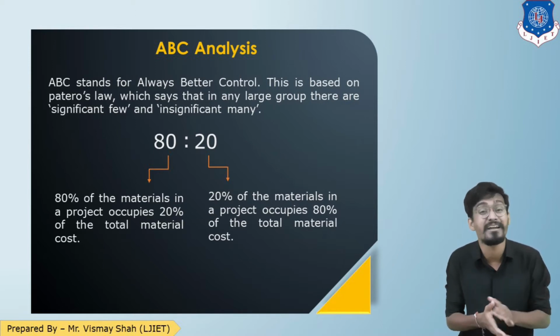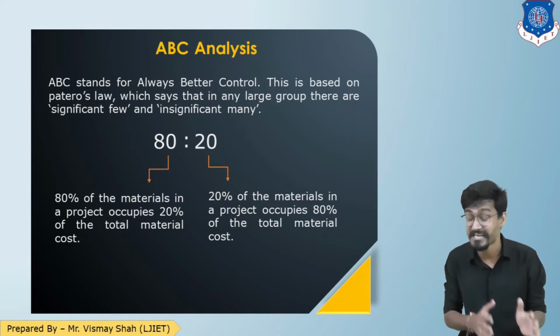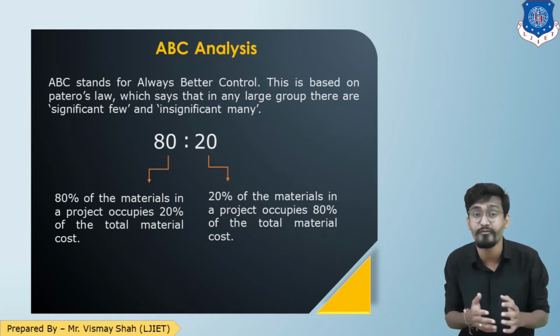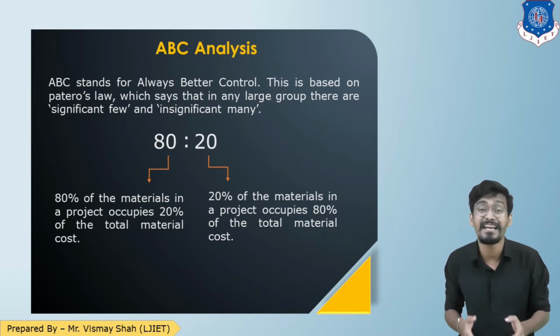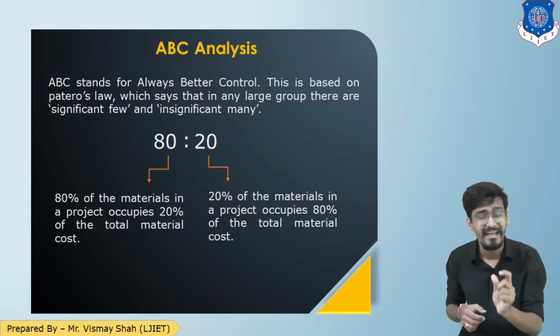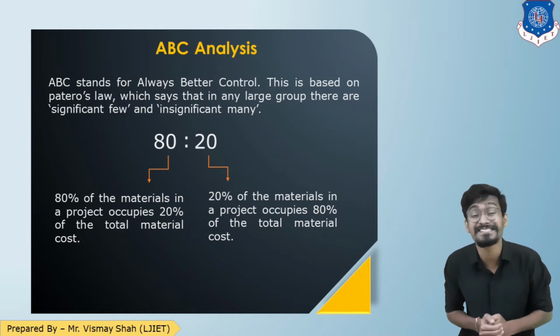occupies only 20% of the cost. That is your concept of ABC analysis. It is based on Pareto's law that in a large group there are significant few and insignificant many. That there are few materials which are significant and there are more materials that are insignificant.